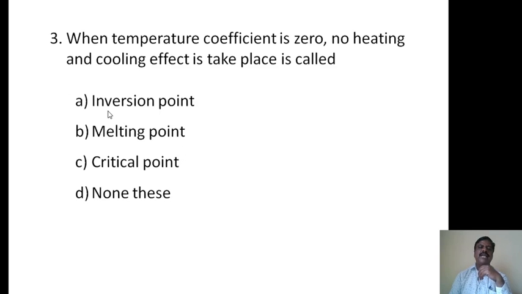The A option is the right option for this question, because when the coefficient is 0, that is mu is equal to 0, no heating and cooling effect takes place, and that point is called the inversion point. If it is temperature, it is called inversion temperature. If pressure, it is called inversion pressure, inversion volume, whatever it may be. But that point is called the inversion point. Therefore A option is the right option for this question.